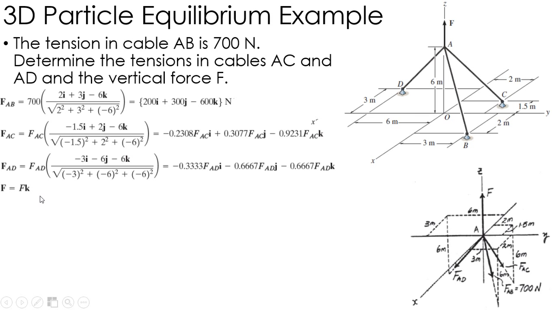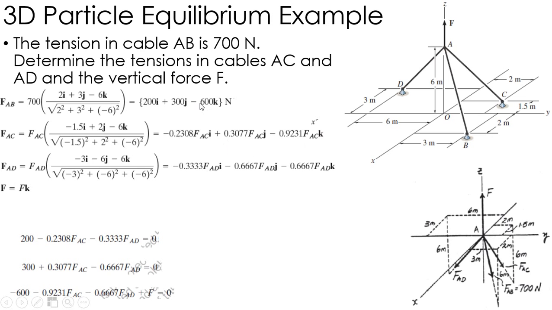Now that I have my free body diagram and my forces written in Cartesian form, I simply sum the forces in the x, y, and z, and set them equal to 0. So my x looks like this: 200 minus 0.23 FAC minus 0.33 FAD. Nothing here. That has to equal 0. Y will be 300 plus 0.31 FAC minus 0.67 FAD. Nothing here. So that all equals 0.